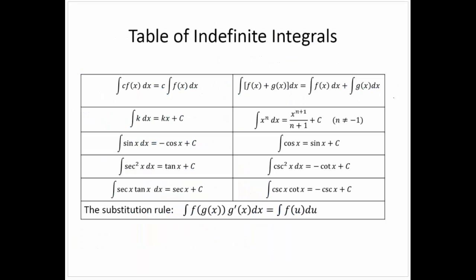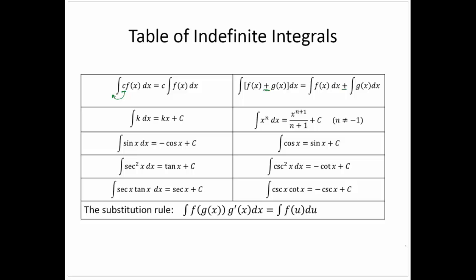All right, so now we move into the other process, anti-differentiation or integration. So here's a table of indefinite integrals. And recall that if we're trying to find the antiderivative of a constant times a function, we are allowed to bring the constant multiple out in front. And if we have a sum or a difference, we're allowed to break up an integral over that sum or difference.